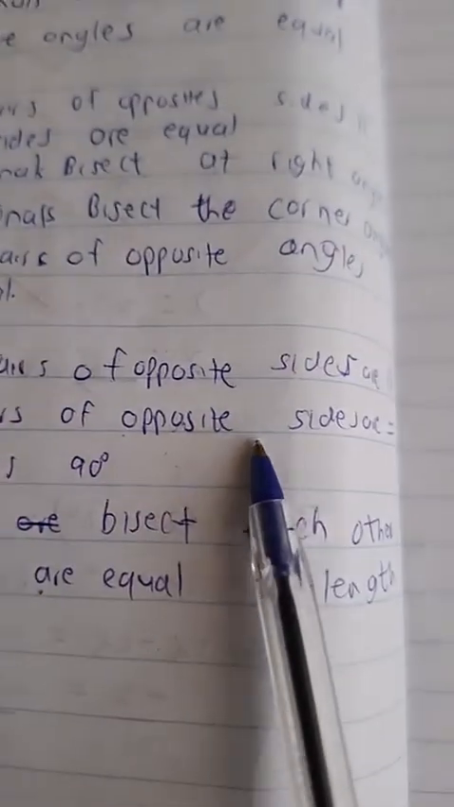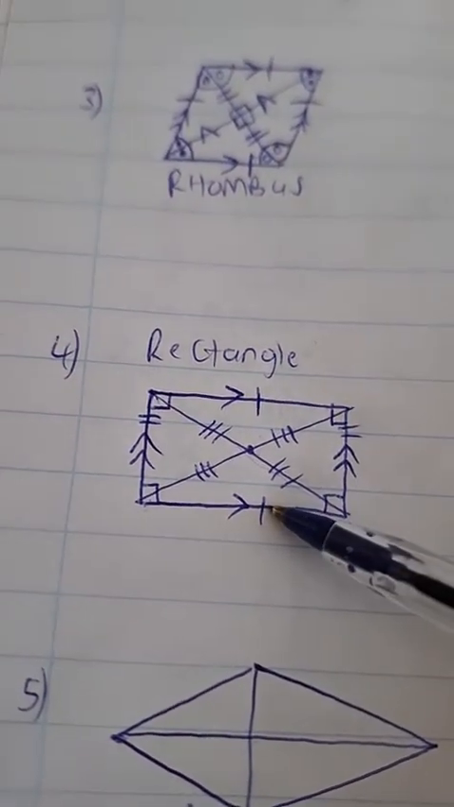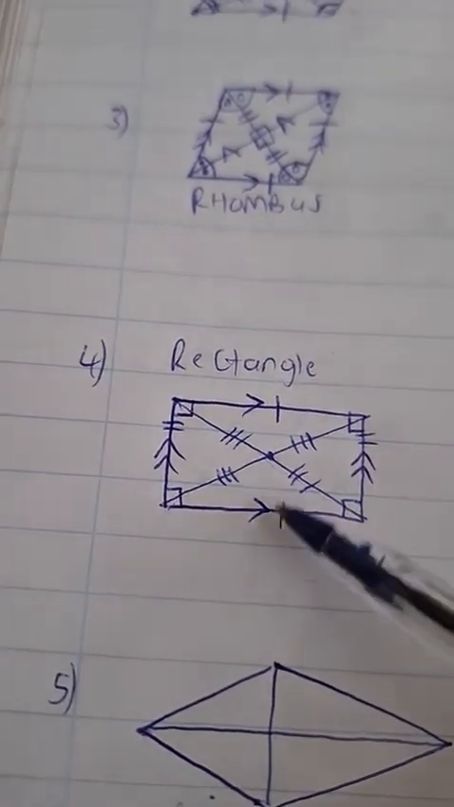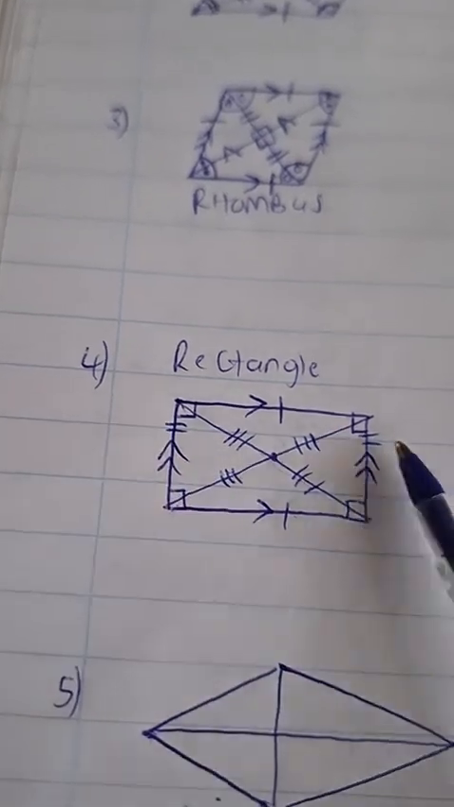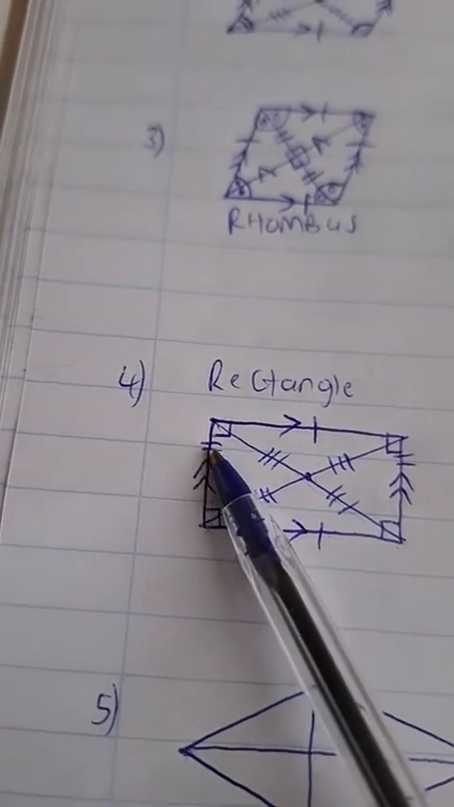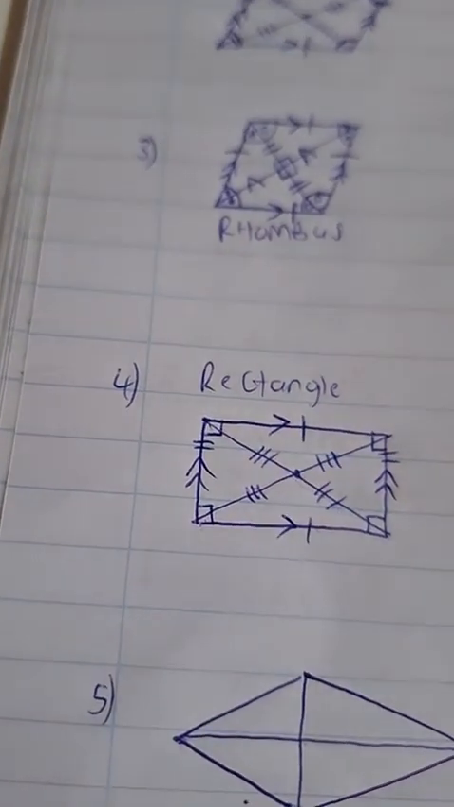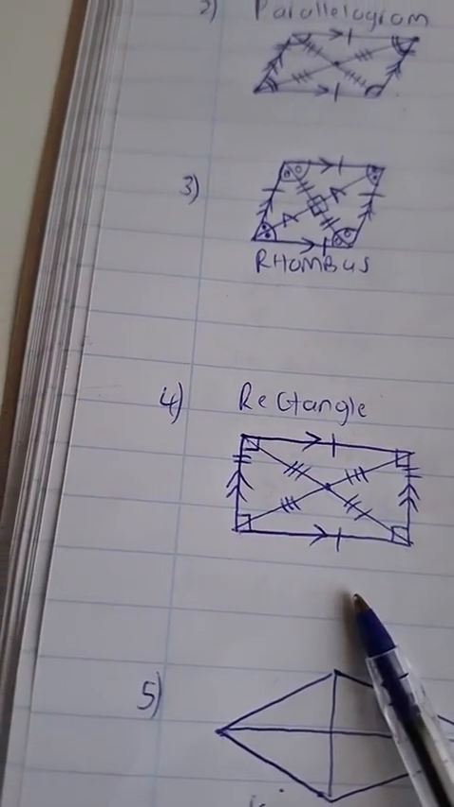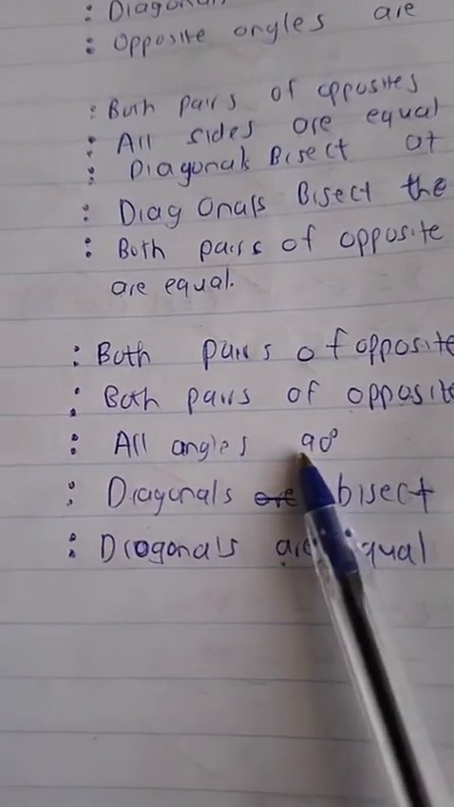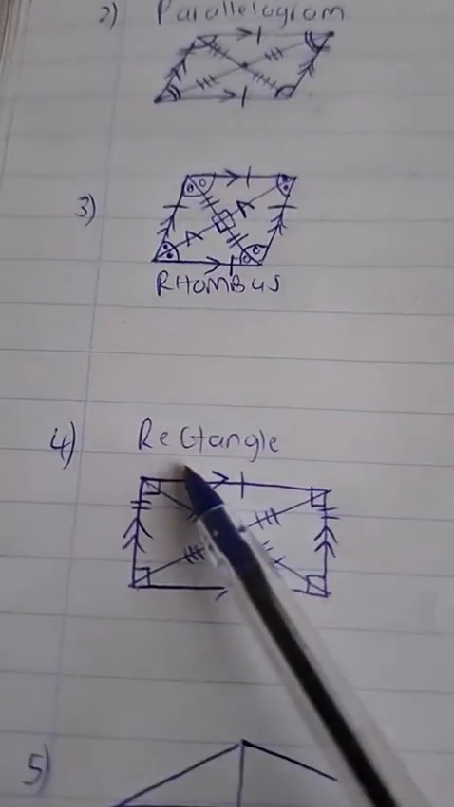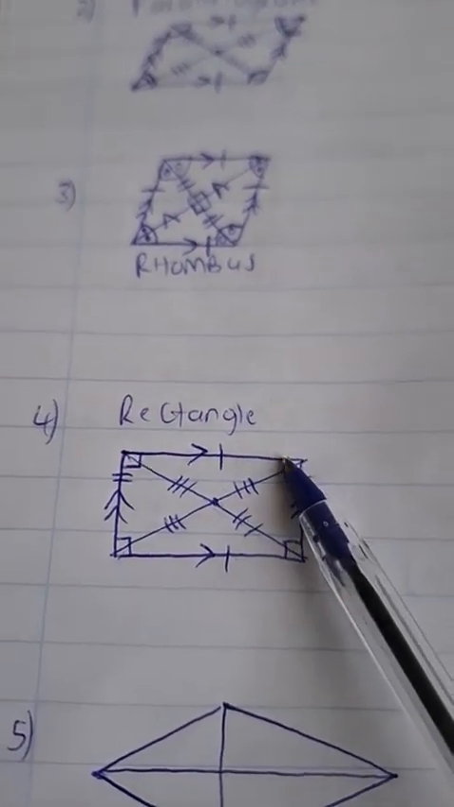Two, it has both pairs of opposite sides equal. So this pair of sides is equal, and this pair of sides is equal. That's why I've put these symbols. All right, equal in the same way, equal in the same way. So both pairs of opposite sides are equal. Three, all angles respectively are 90 degrees, which means that's 90, that's 90, that's 90, and that's 90. All right.